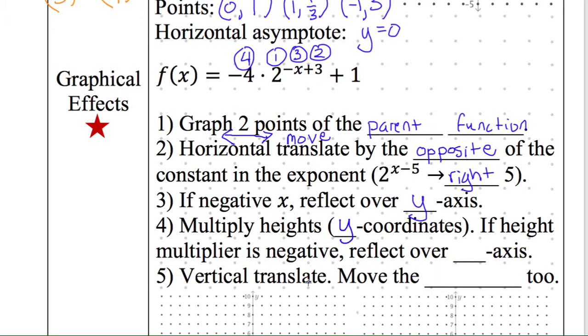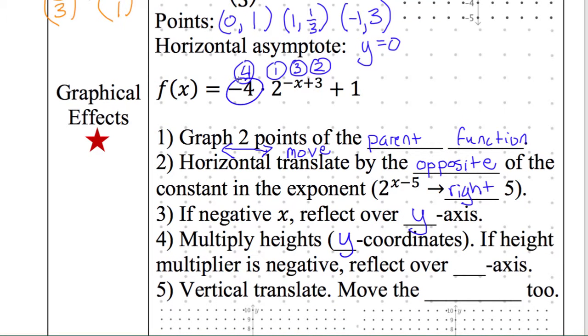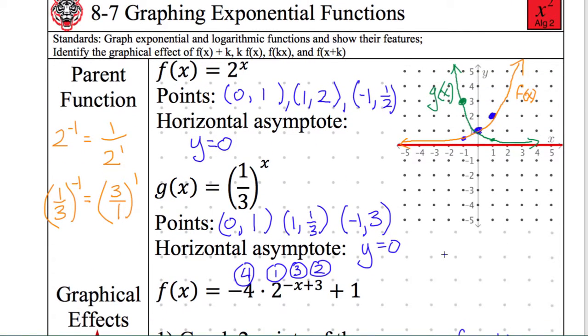Let's see who can answer this with a quiet raised hand. If the height multiplier is negative, if this number is negative, then reflect over what axis? It is the x-axis. I am sure for this one, and I will even demonstrate it. That means if I have a negative 4 here, not only does it stretch out the function by a factor of 4, but it also reflects over this x-axis. And then we are almost done.